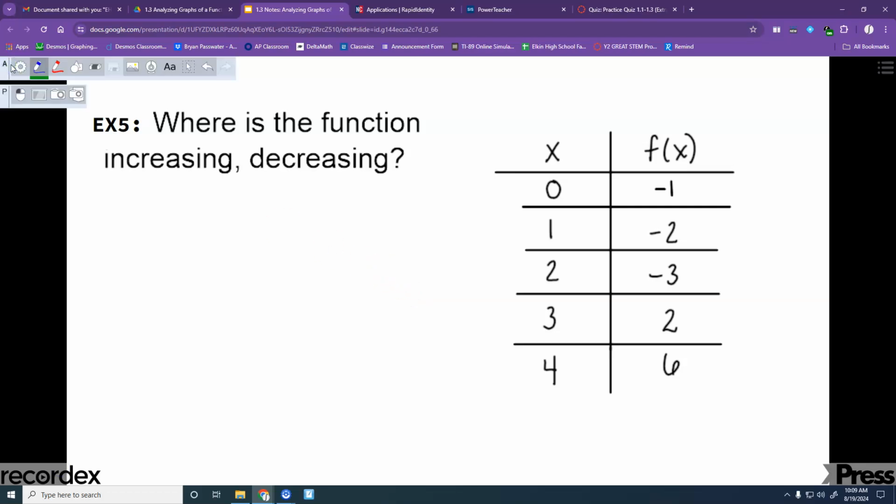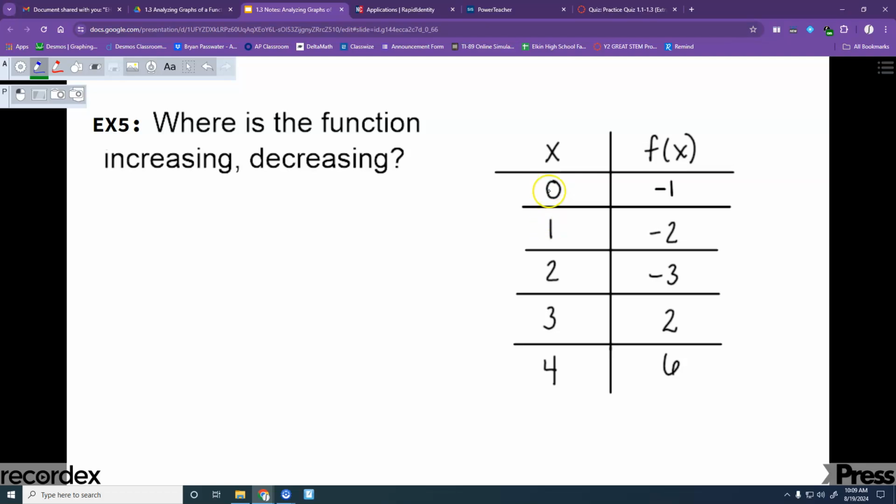All right, so one thing we have to be able to do is look not only at graphs, but also at tables. So we're going to look at this table. First of all, whenever I answer this question, a table never gives you 100% exactly the answer, because this table gives me the numbers 0, 1, 2, 3, 4.